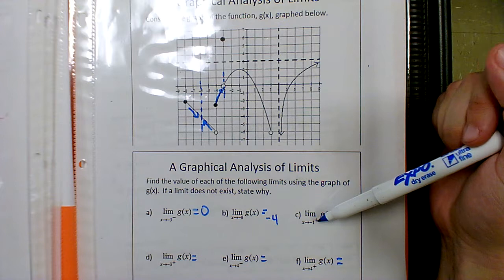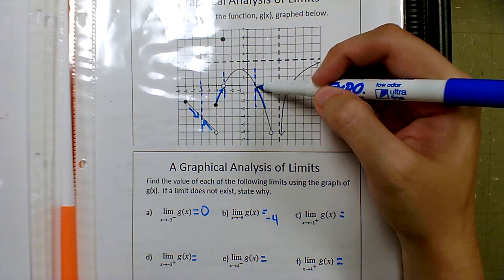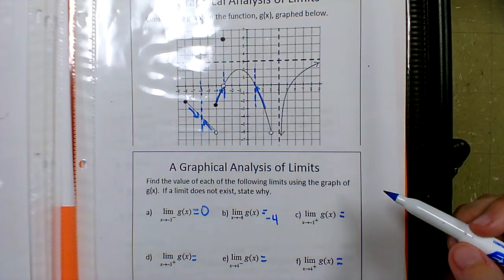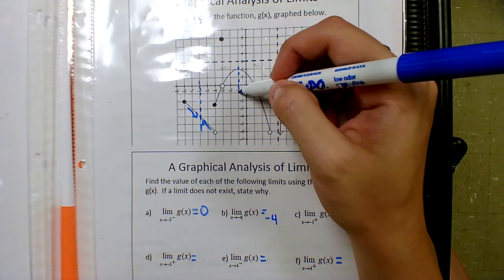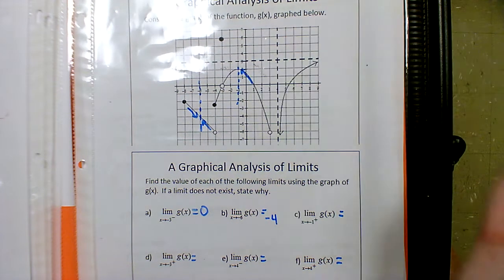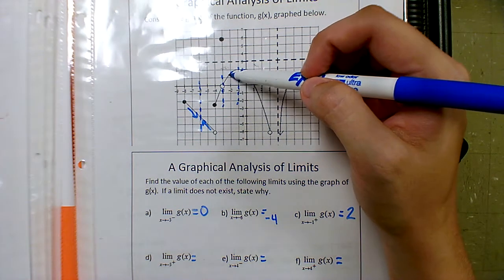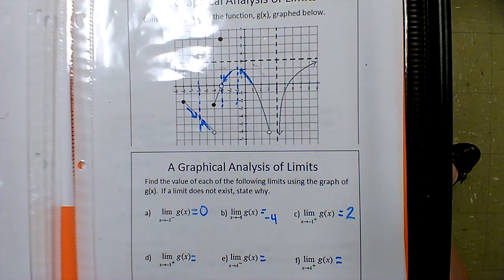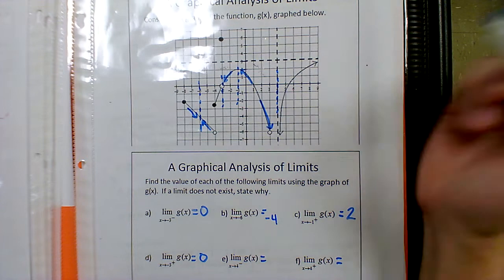Next one. What if we approach negative 1 from the right? Anastasia, do you want that one? Say it again. Oh, sorry, I did the wrong one. I did positive 1. If you approach negative 1 from the right, go ahead. 2, perfect. Negative 3 from the right. 0 again. 4 from the left.